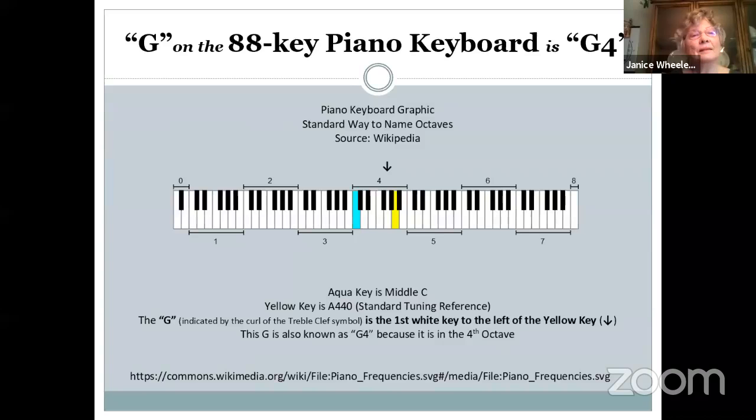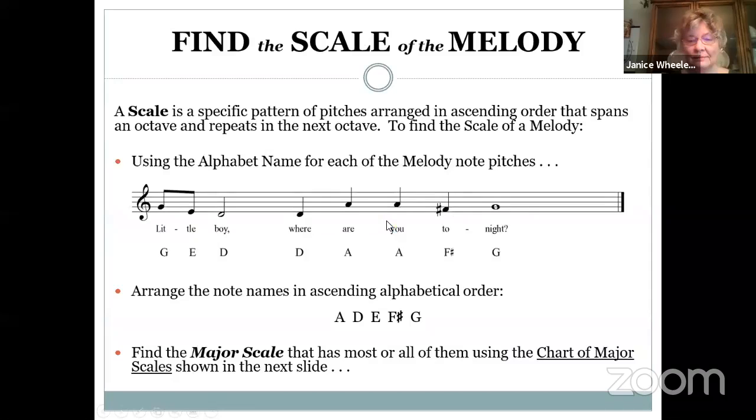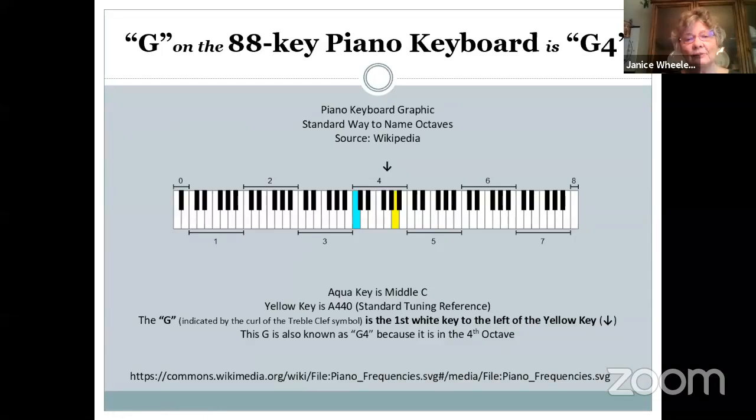Just as an aside, that G that we've been talking about on an 88 key piano keyboard is what's known as the G4. The reason it's called the G4 is because it's in the 4th octave on the 88 key piano keyboard. And that's the key right there. That is the G that we just played.